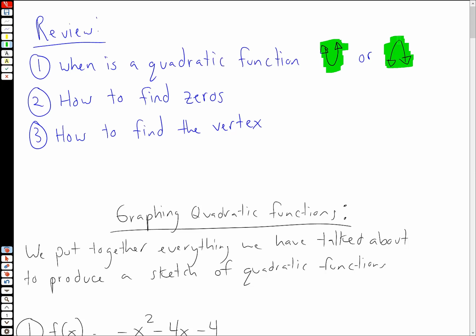And then 3, how to find the vertex. Now, in the past, what we did is we completed the square to find the vertex, but I'll show you an alternate method today that's a little bit faster. So let's get to it.